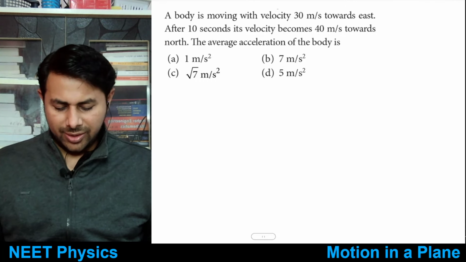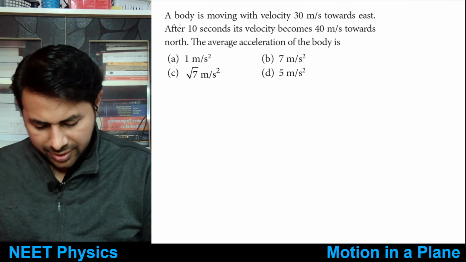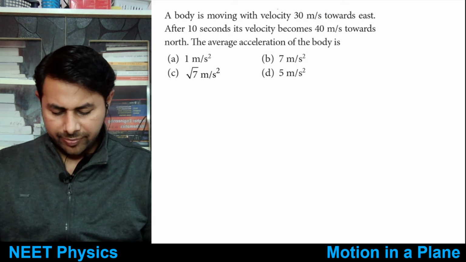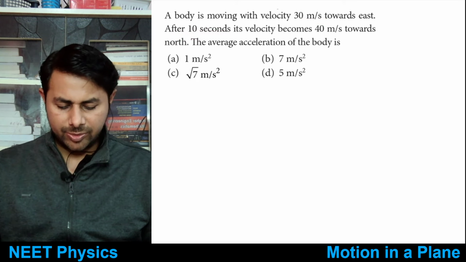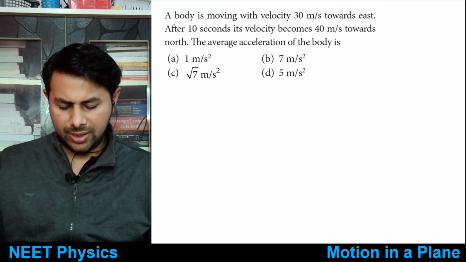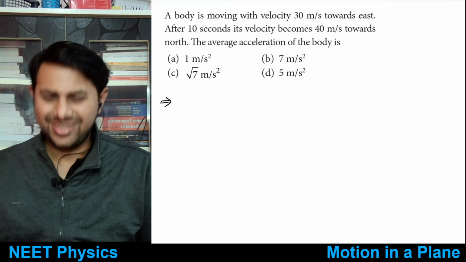Good. Very good. All right, let's see the next one. A body is moving with velocity of 30 meters per second towards east. After 10 seconds, its velocity becomes 40 meters per second towards north. The average acceleration of the body is, tell me, who will tell me this? Anybody?